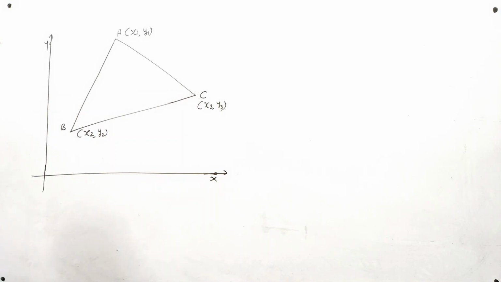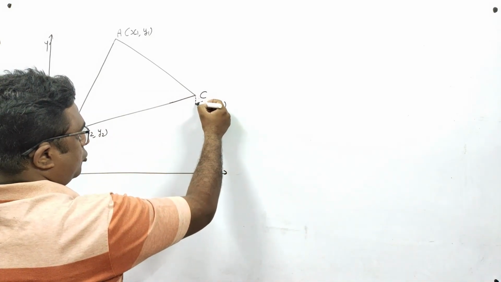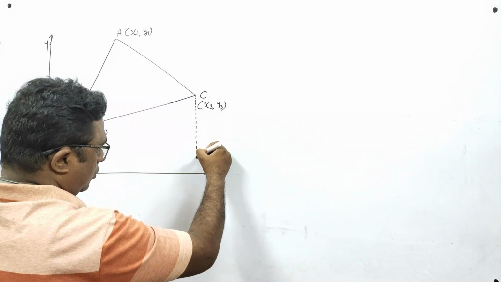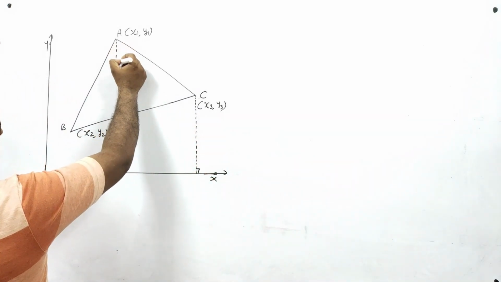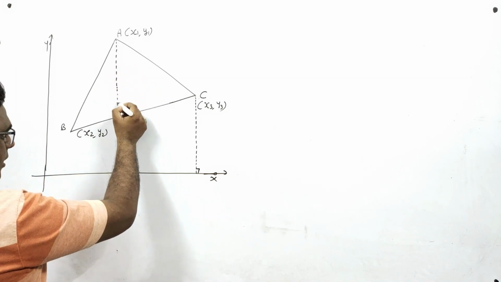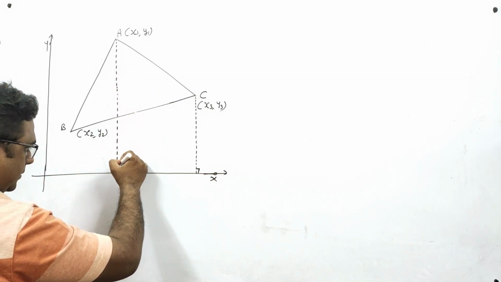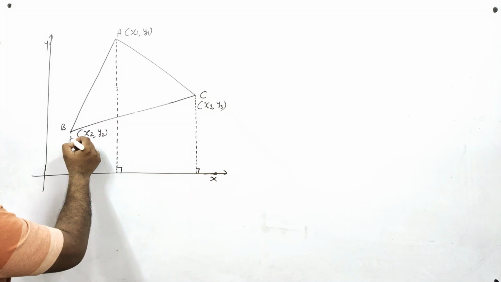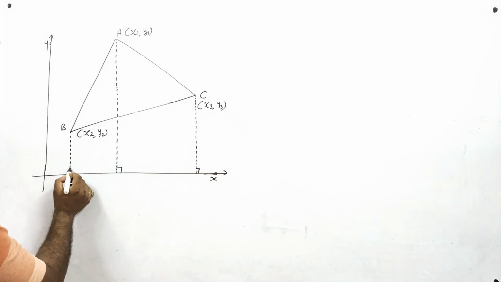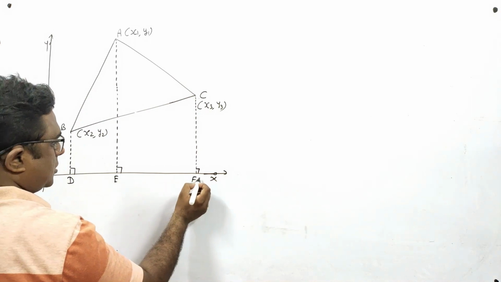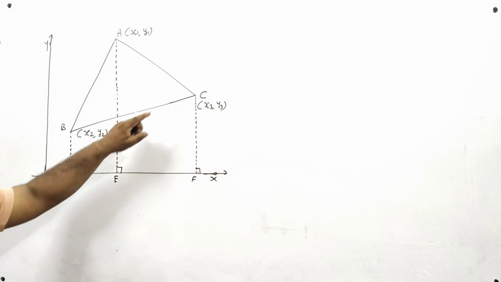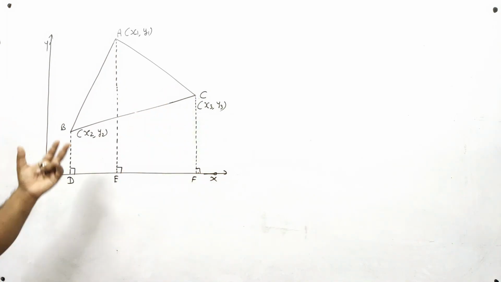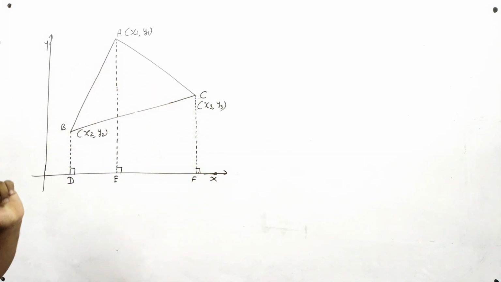Now let us do some construction. From point C, I am drawing a perpendicular to the x-axis. From point A also, I am drawing a perpendicular to the x-axis, and from point B also. So suppose this point is D, this point is E, and this point is F. So BD, AE and CF are perpendiculars from the vertices to the x-axis.